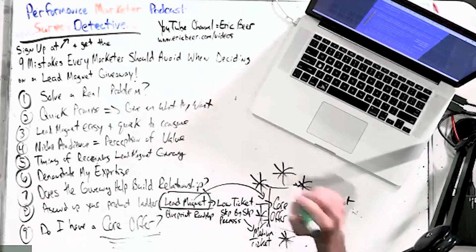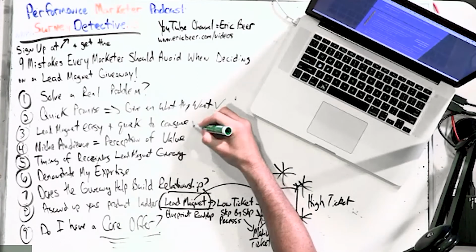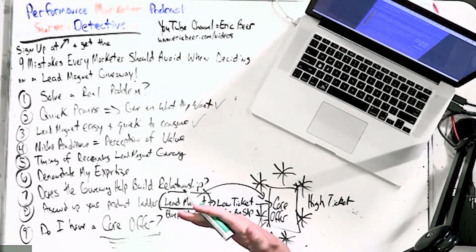Check. Do I make a quick promise? Am I giving them what they want? Yep, check. Lead magnet is easy and quick to consume. Check, right? Maybe a checklist. They can look at it, a blueprint, something that is just getting them. It's a taster. It's like an appetizer of whatever it is that's coming next, right?